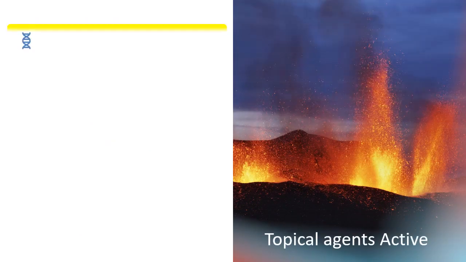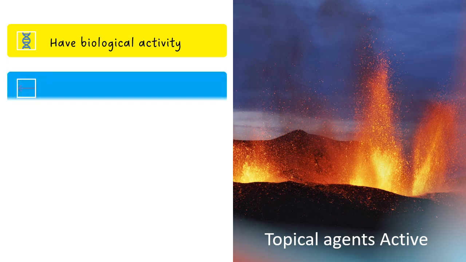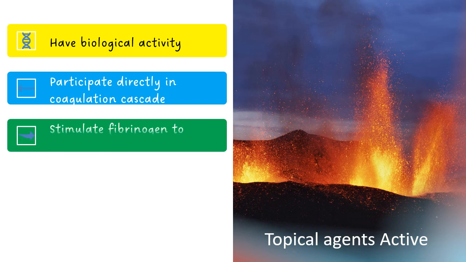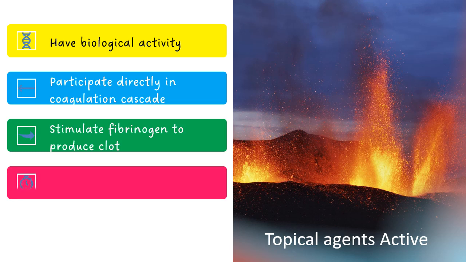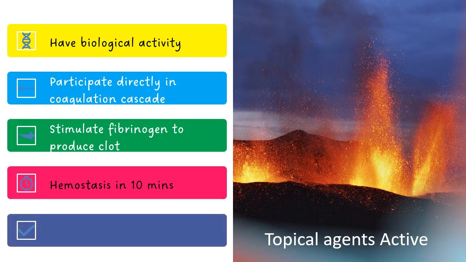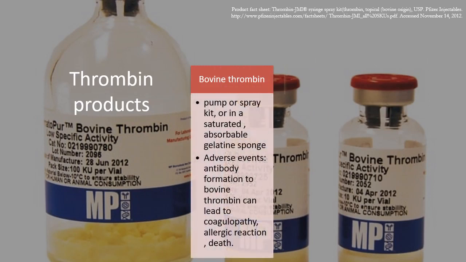The topical agents, the active type, have biological activity which directly participates at the end of the coagulation cascade. They stimulate the fibrinogen at the bleeding site to produce the clot. They provide hemostasis within 10 minutes, and they may be more effective in controlling bleeding compared to the passive agents. The active agents include thrombin products, which is either bovine thrombin or pooled human plasma thrombin or recombinant thrombin.